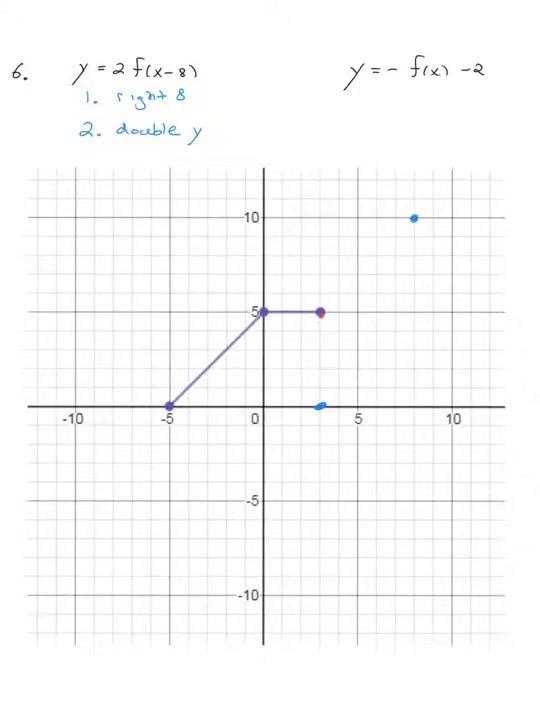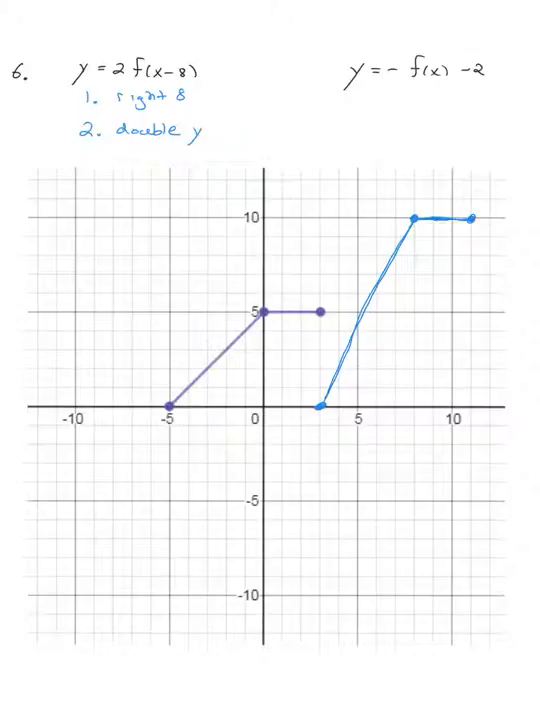And lastly, this point. It's currently at 3. If you go over 8, it'll now be at 11. The y value is 5. If you double it, it goes up to 10. This is my graph. The whole thing moved over 8 places to the right, and then I doubled the y values. Let's try this with our other equation.